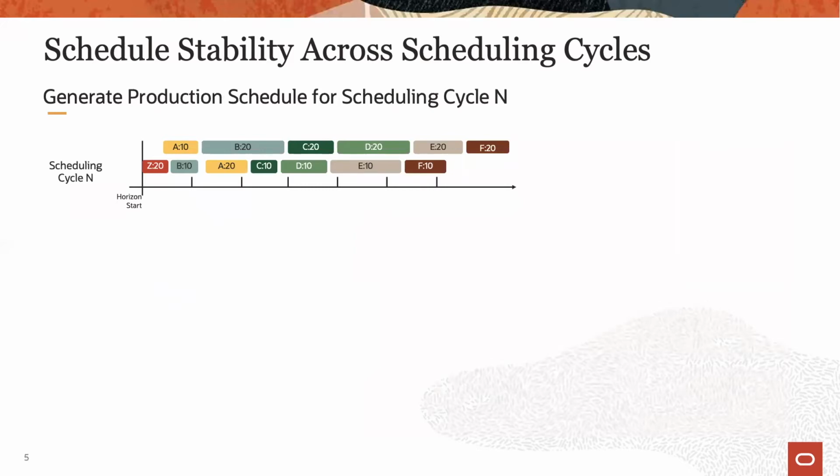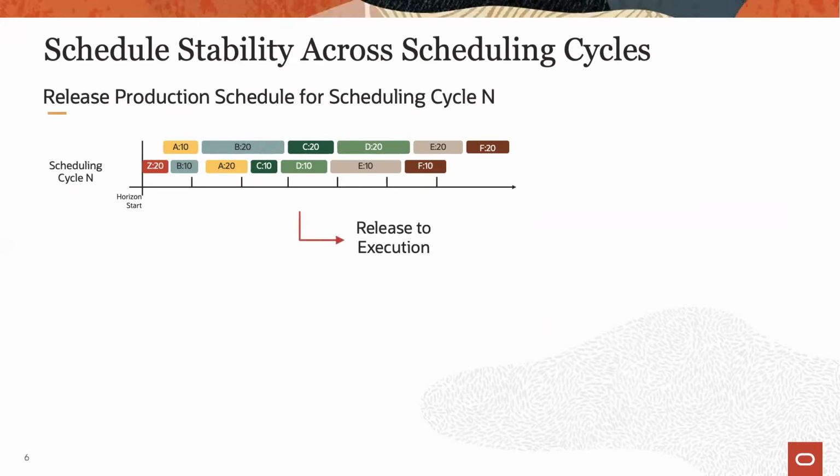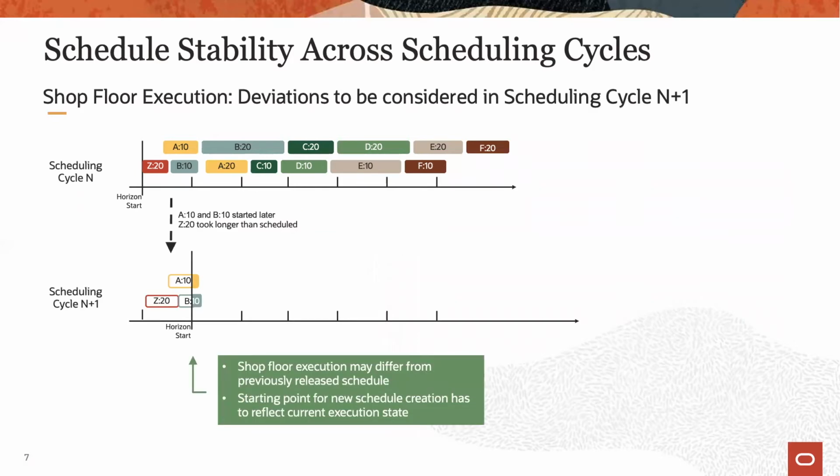Let's have a look at the business problem of generating a production schedule across multiple scheduling cycles. Assume that we are currently in scheduling cycle N. The scheduler has generated a schedule, then analyzes and manually adjusts the schedule. Once satisfied with the schedule, the scheduler releases it to execution. On the shop floor, the schedule is then implemented.